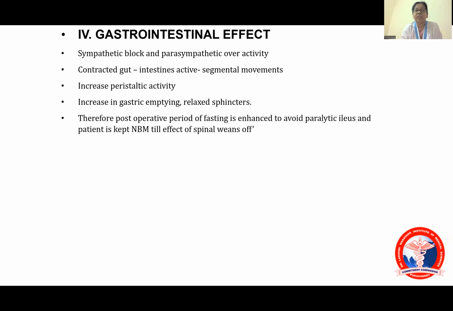Last indirect effects are GI effects. In the gastrointestinal system, sympathetic block and parasympathetic overactivity can lead to increased peristaltic activities, increased gastric emptying, increased segmental movements. Therefore, the postoperative period of fasting is enhanced generally after spinal so as to avoid paralytic ileus, and the patient is kept nil by mouth till the effect of spinal wears off.